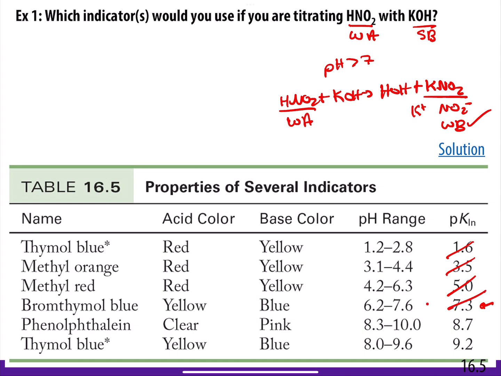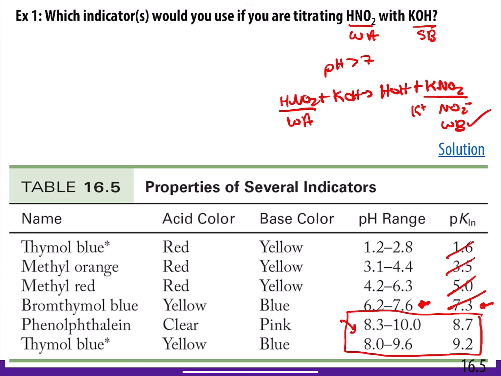So I would probably rule that one out as well, just because the pH range only goes to 7.6, and a lot of times the pH at the equivalence point would be closer to 8 or maybe even closer to 9, depending on what the weak acid is. So this one's probably going to change a little bit too early. That just leaves phenolphthalein and thymol blue as two reasonable choices.